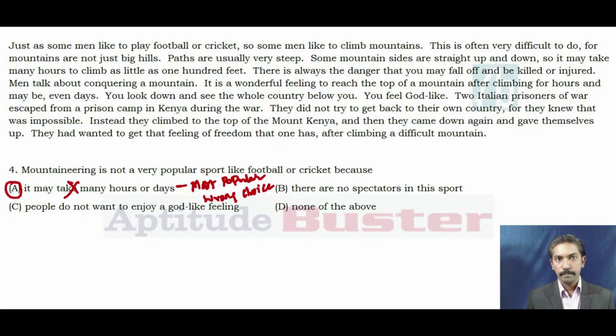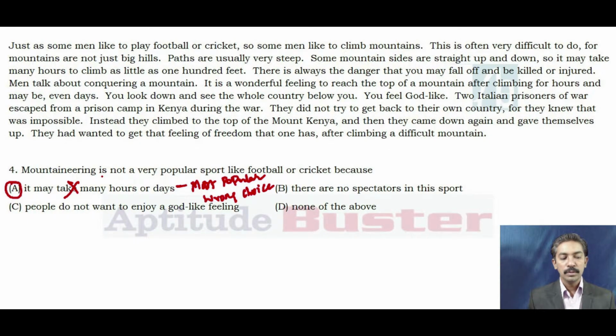I would say why. If you conclude option A, that is, mountaineering is not so popular because it may take many hours or days, your passage doesn't say that as a reason for the popularity of the sport. In fact, read the first sentence. Just as some men like to play football or cricket, so some men like to climb mountains. There it stops. The passage nowhere discusses the popularity of any sport for that matter.